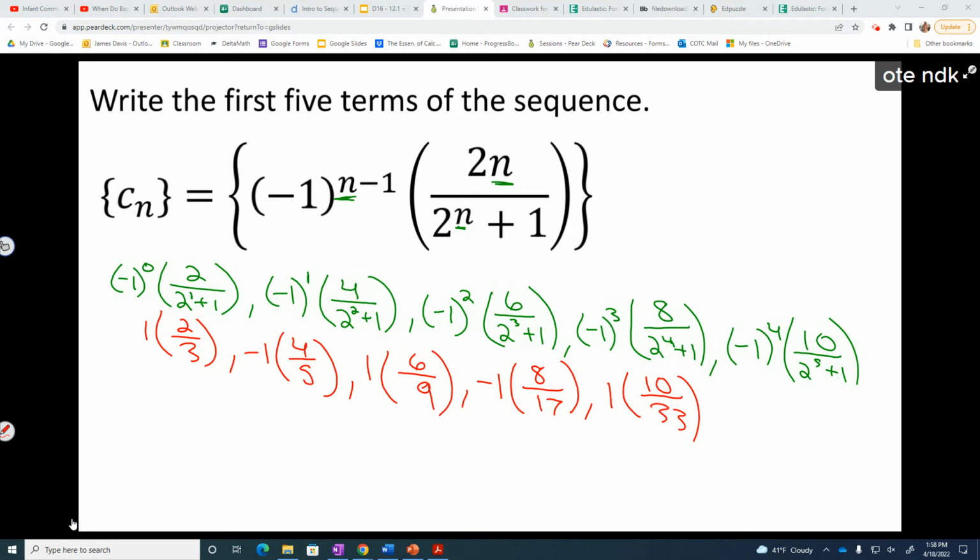And last step is to simplify it some more. So this becomes +2/3, -4/5. This reduces to 2/3 as well, +2/3. -8/17, +10/33.